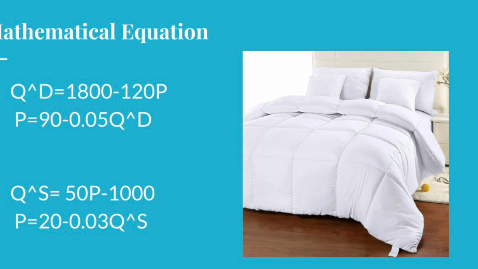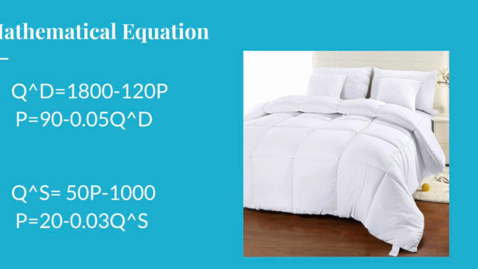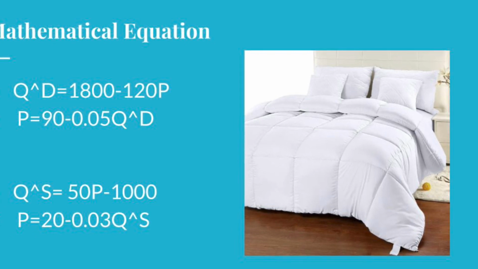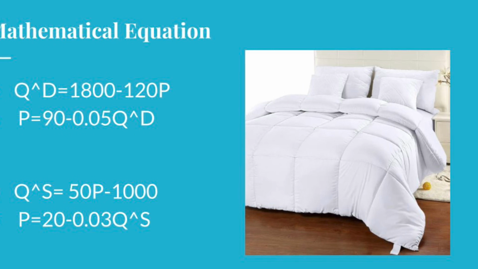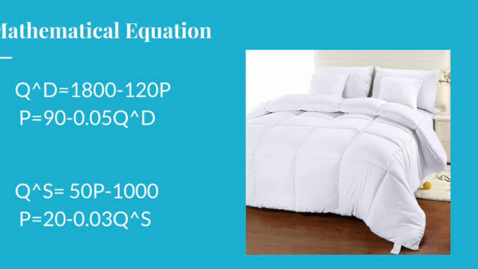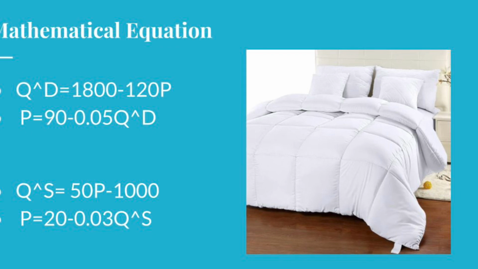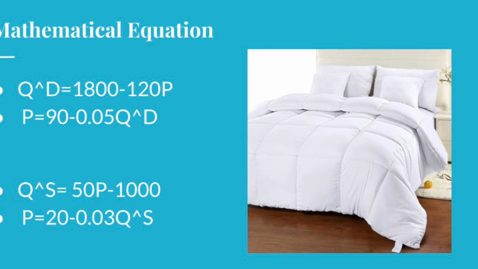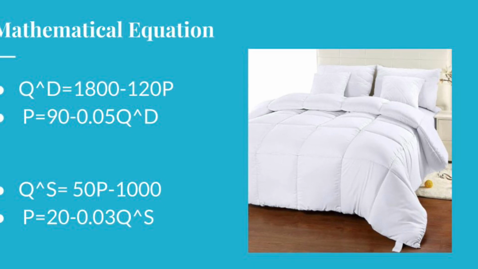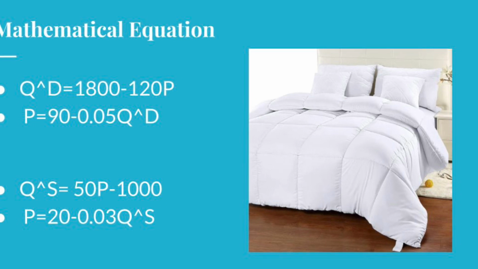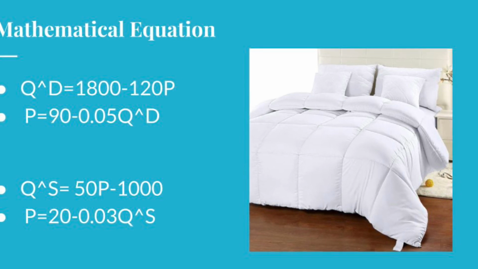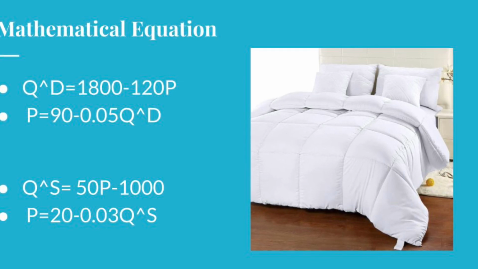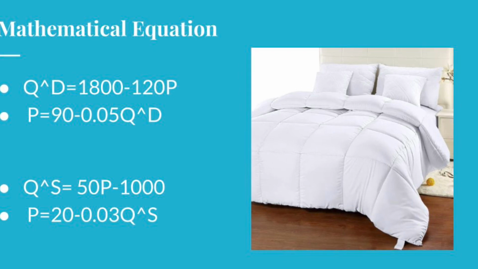In the inverse demand curve, the vertical intercept is easy to see from the equation. Demand for the comforter stops at the price of $90. No consumer is willing to pay $90 or more for a comforter. The supply curve can also be represented as a mathematical function: Q^S = 50p - 1000. And this can also be expressed in an inverse supply curve, the supply curve expressed as a price as a function of quantity.